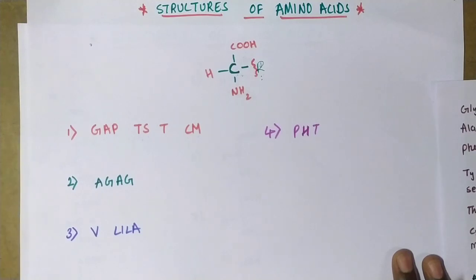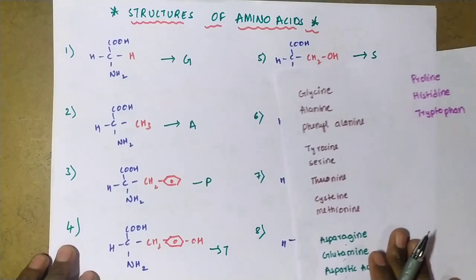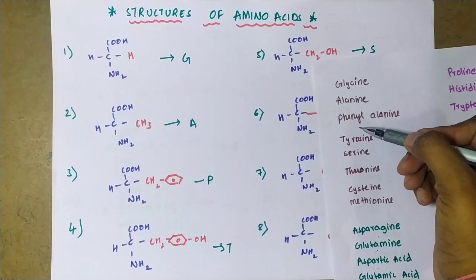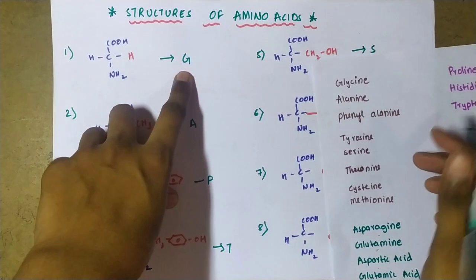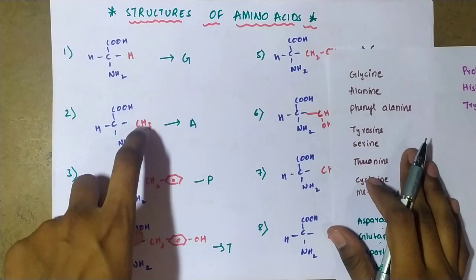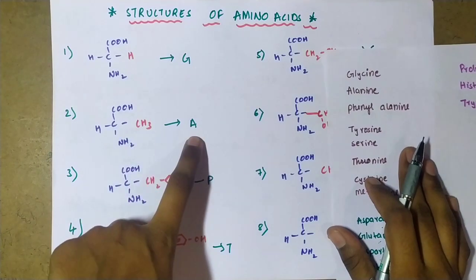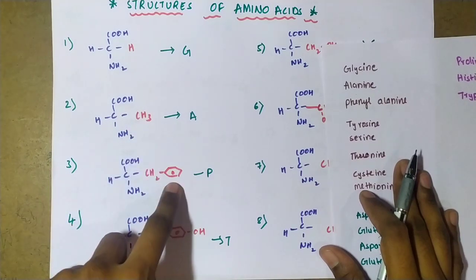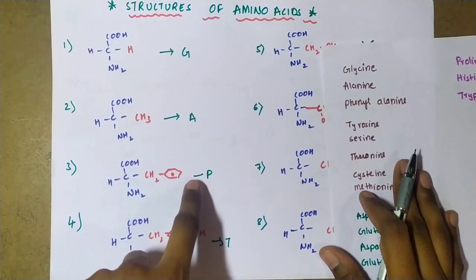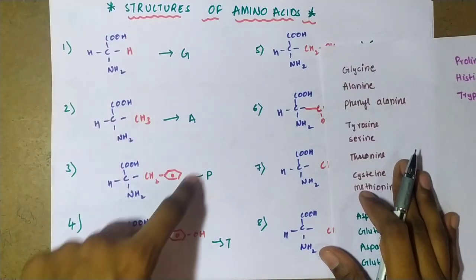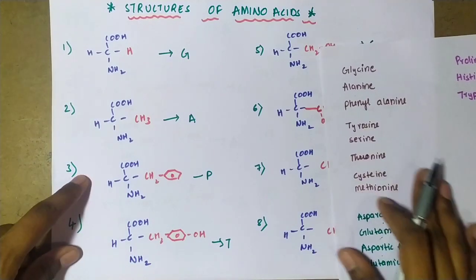Now let's discuss the structures of amino acids. So now, according to our tricks, that is GAP, G for glycine, A for alanine and P for phenylalanine. If the fourth group is H, then we will call it glycine. If the fourth group is CH3, then we will call it alanine. If in this CH3 one H is replaced by the phenyl group, then we will call it phenylalanine. These are the structures of glycine, alanine and phenylalanine.